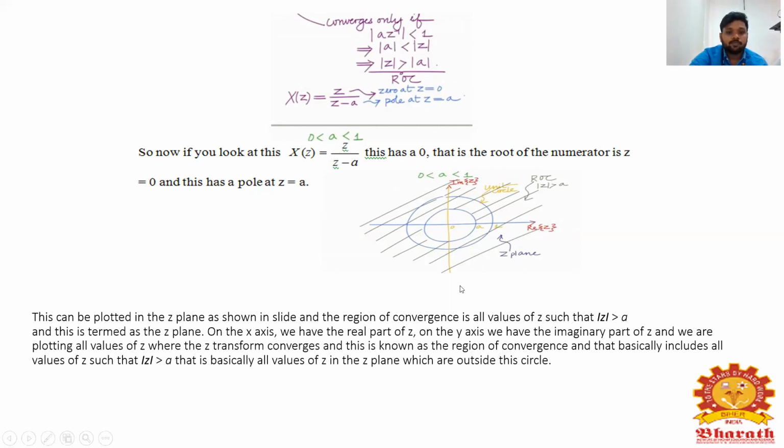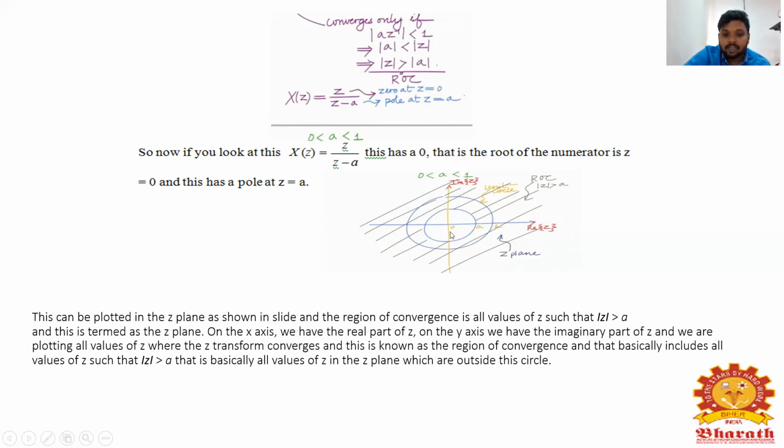So if you see the figure, this can be plotted in the z plane as shown in the slide, and the region of convergence is all values of z such that |z| is greater than a. This is termed the z plane: on the x axis we have the real part of z, on the y axis the imaginary part of z. We are plotting all values of z where the z transform converges. That includes all values of z such that |z| is greater than a, that is, all values of z in the z plane which are outside the circle. So this is the origin, this circle has radius a, and this circle has radius 1, that is the unit circle.